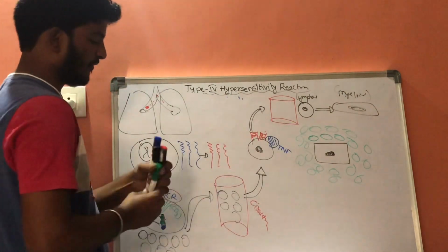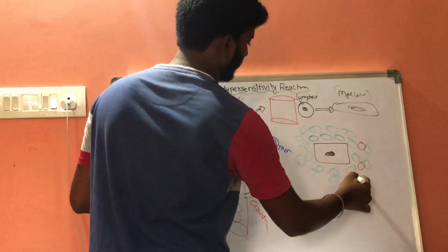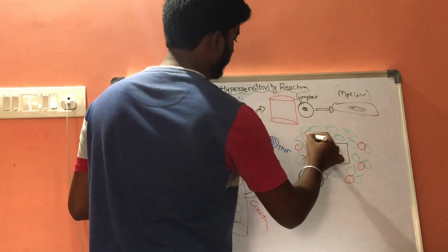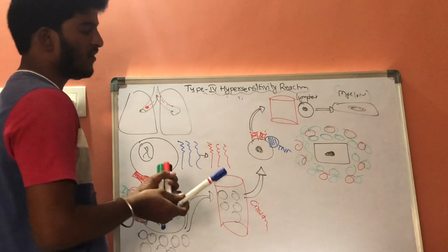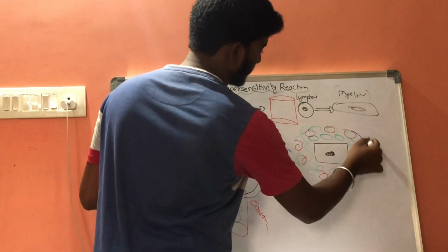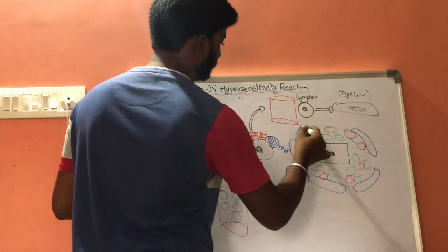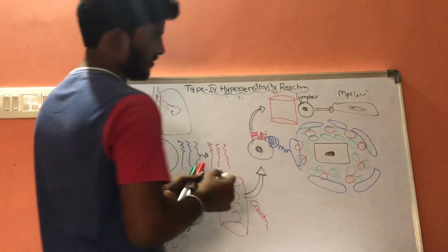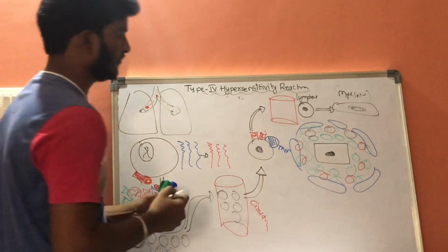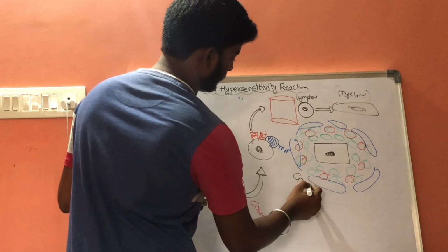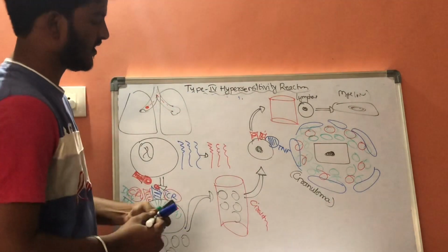It will be surrounded by the lymphocytes, and is also surrounded by the natural killer cells. It is more laterally surrounded by the large sized lymphocytes. So this structure is called a granuloma.